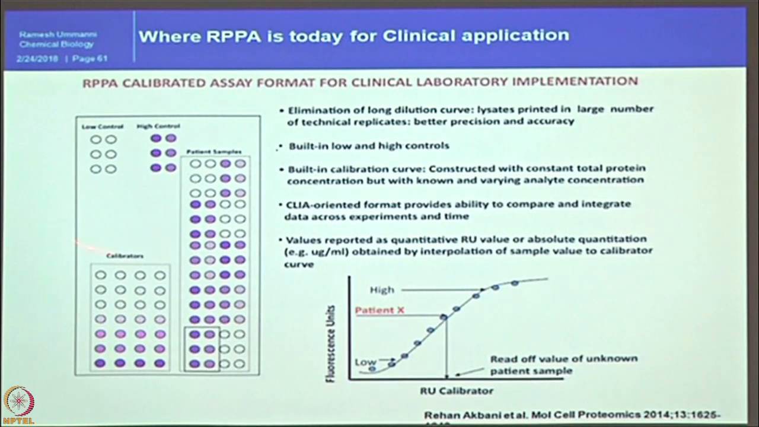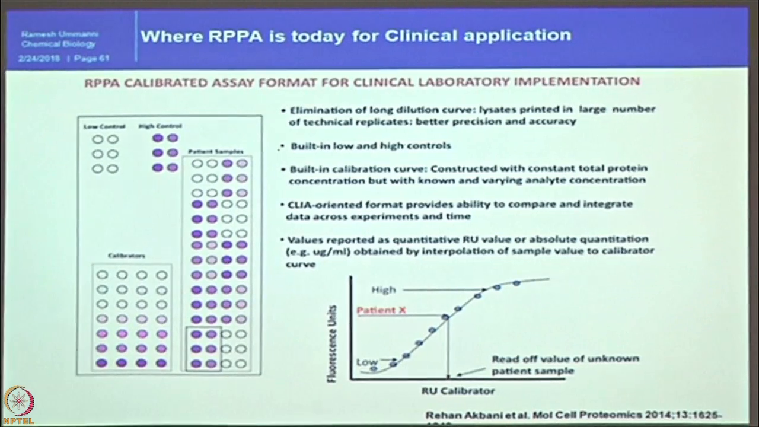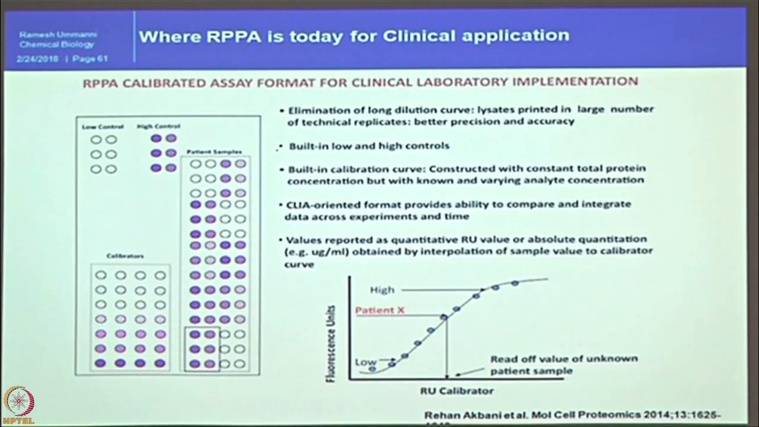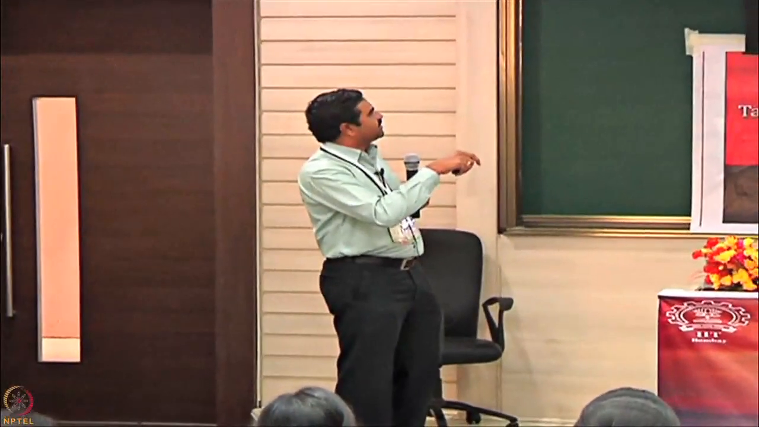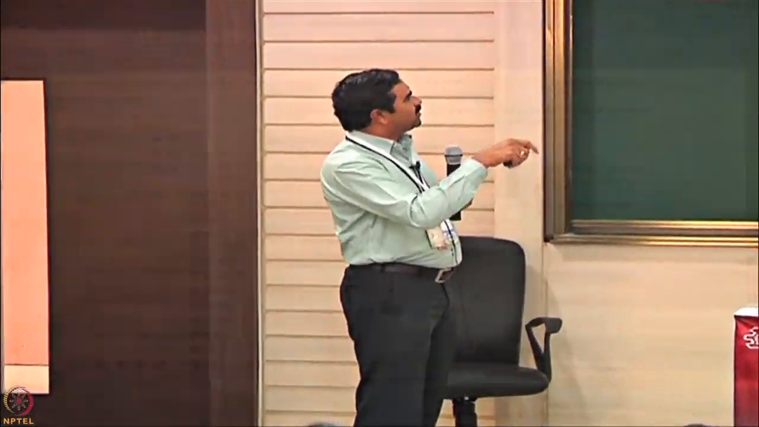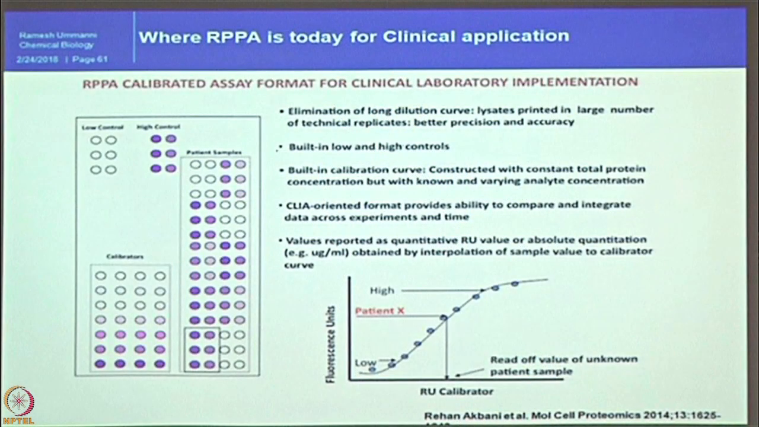Once you know the cutoff level, for example blood glucose level, we know it is 80 to 120; below 80 is hypoglycemic, and above 120 is hyperglycemic. In that manner, if we know the levels, we could spot some known proteins at known concentrations as low and high controls, and we can have them as calibrators based on the concentration dependence. We can construct a plot like this.